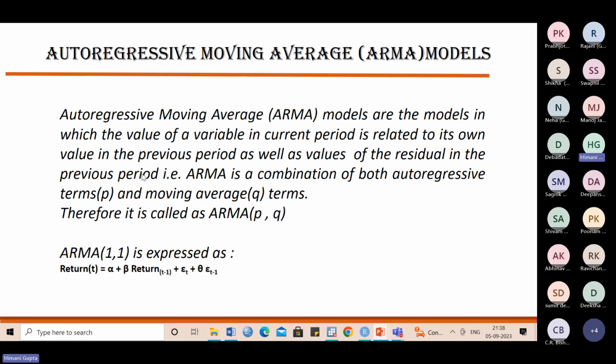Now, if I am going to combine these two parts, auto-regressive and moving average, we are saying that today's value depends on its own previous value as well as some of the variables sitting in the error term in their previous value also. That's why I have written that return at time t is a function of return at t minus 1 as well as some other variables that are sitting in the error term in their lag values also.